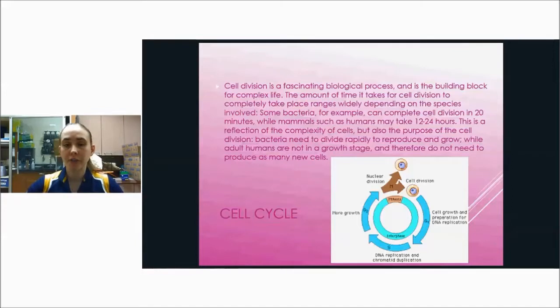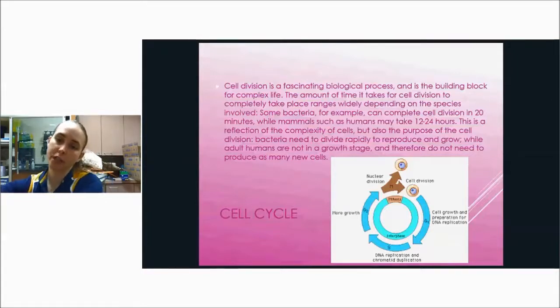Cell division is a fascinating biological process, and it's the building block for complex life. The amount of time it takes for cell division to completely take place ranges widely, depending on the species involved. Some bacteria, for example, can complete cell division in 20 minutes, while mammals such as humans may take 12 to 24 hours. This is a reflection of the complexity of cells, but also the purpose of the cell division. Bacteria need to divide rapidly to reproduce and grow, while adult humans are not in a growth stage and therefore do not need to produce as many new cells.